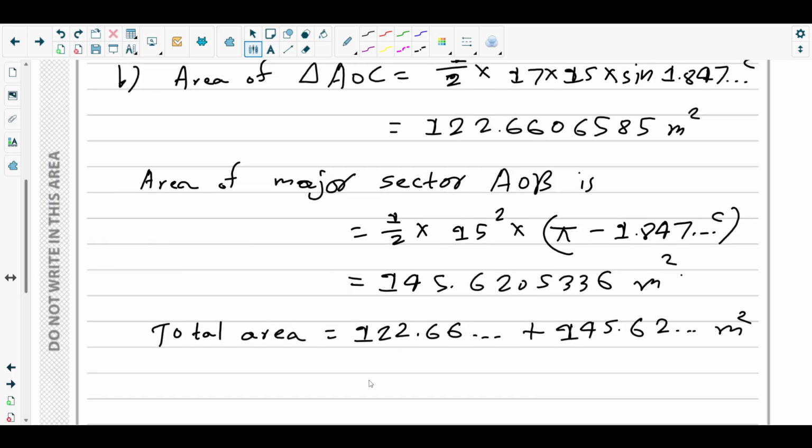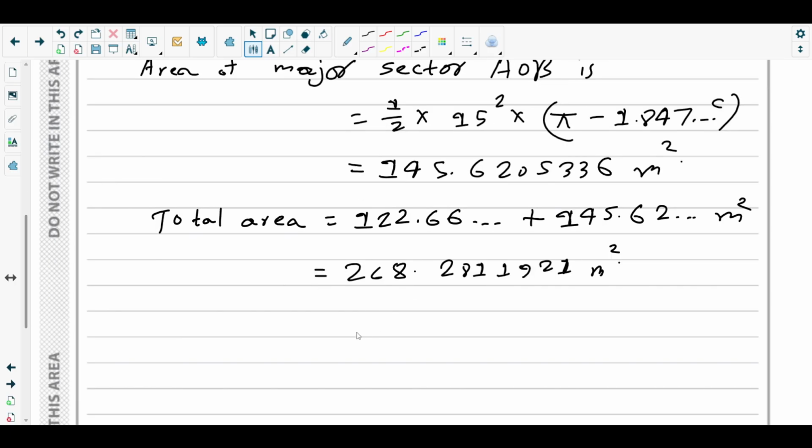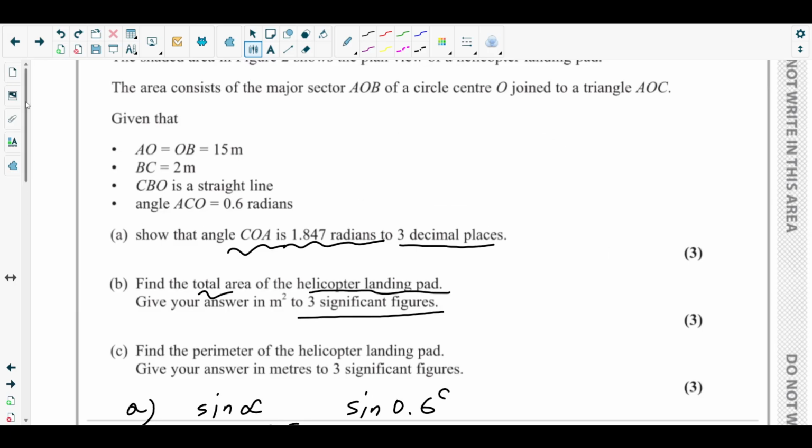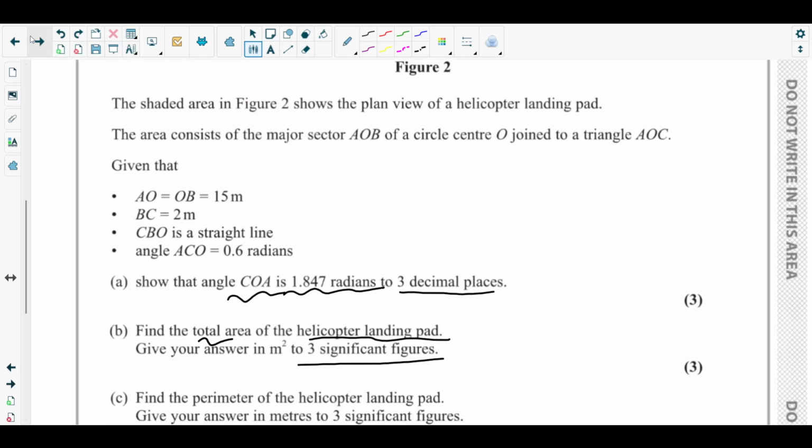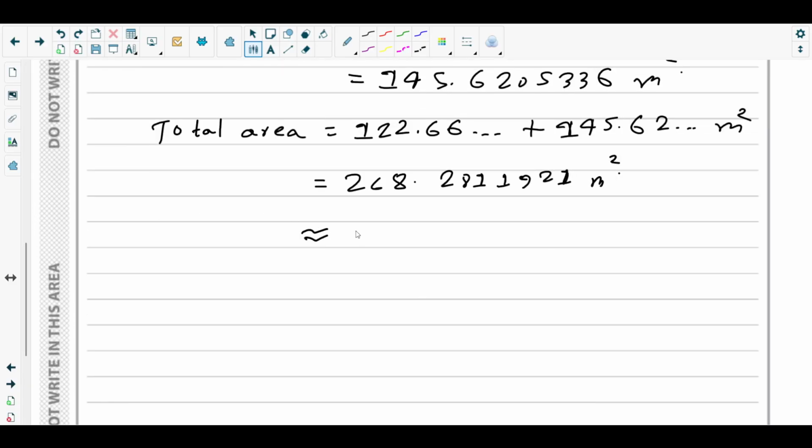Okay, so the total, you will get 122.660658 plus the answer that we saved earlier. So this is 268.2811921 meter squared. We got the exact value. Okay, so we just need to round it to the wanted significant figures. 3 significant figures the question wanted. So we will round it to 268 meter squared.